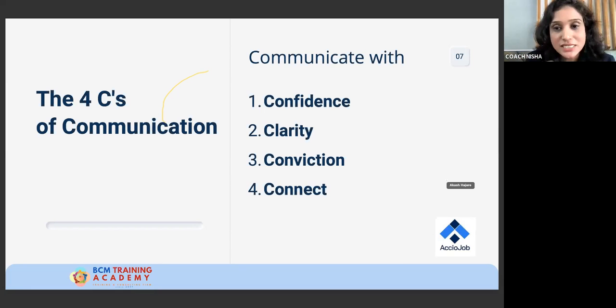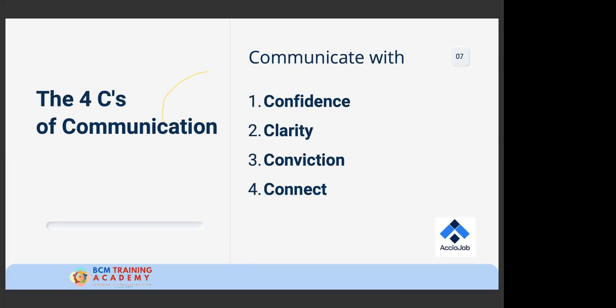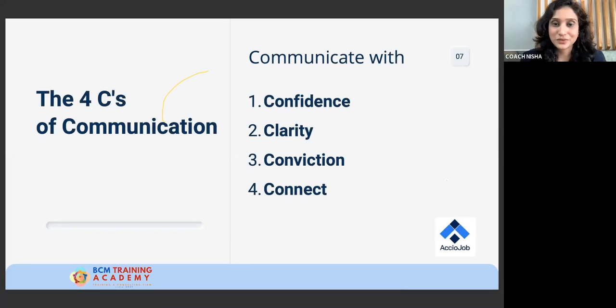And the last and the most important 4th C is connect. Connect with your listener, specifically emotional connect. So do not have a disconnect. He is also a human being. You are also a human being. We all are built up with emotions. He's not an alien and he doesn't have a gun to shoot you. So just be comfortable and try to connect with him as you would with anyone else, right? So these 4 C's you have to remember while you communicate.